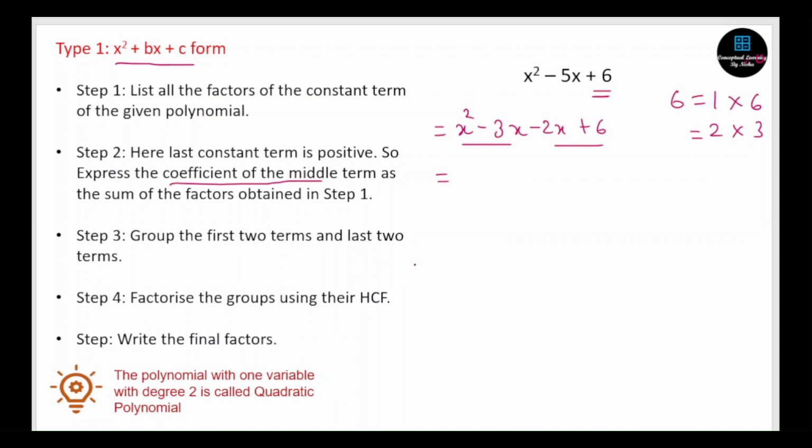Now the fourth step is we have to factorize them. Here in x square minus 3x, the common factor is x, so I can write x into x minus 3. For the last two, it is 2 times x minus 3. Now remember, we should always get these two brackets the same. Now this is the common factor, so I can take it out and write the remaining thing in the second bracket. So these are the factors of the polynomial.